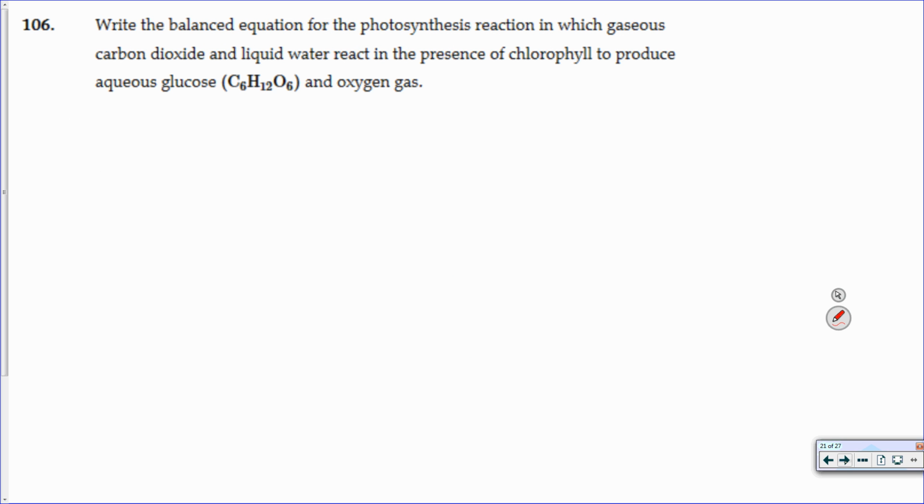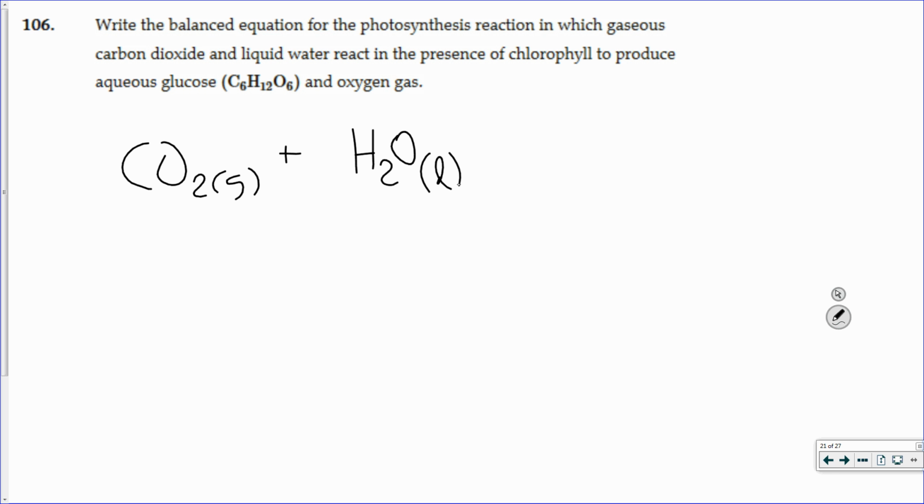All right, let's look at the next one. Okay, let's write the balanced reaction for photosynthesis that involves gaseous carbon dioxide. So carbon dioxide, we've talked about this one a bunch. CO2 plus liquid water in the presence of chlorophyll to produce aqueous glucose. Glucose is C6H12O6. So aqueous, plus O2.